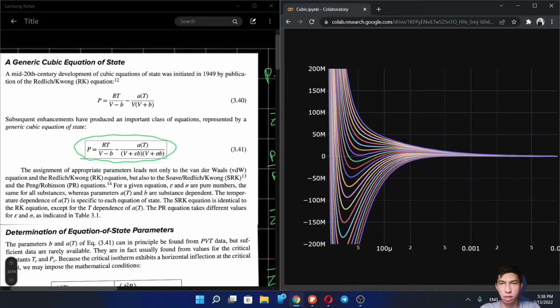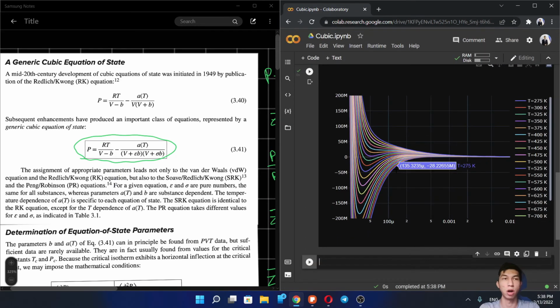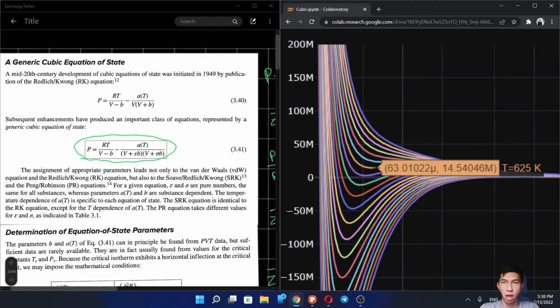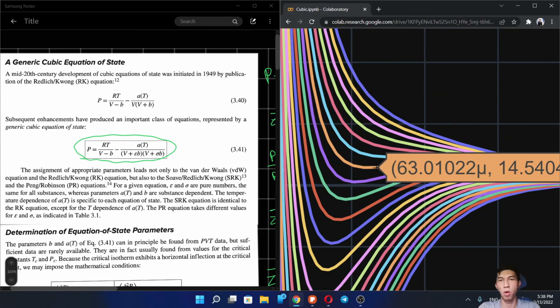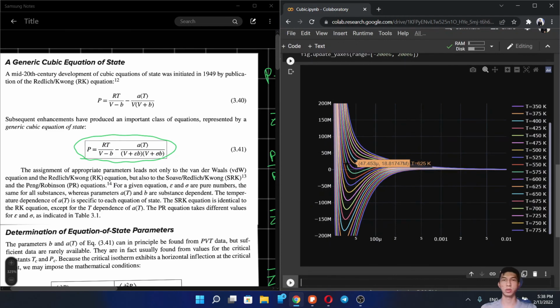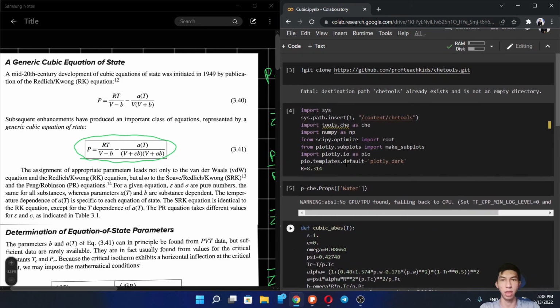Here we go. This is our plot for the generic cubic equation of state of water for temperatures starting from 275 until 775. And our critical point, which is when the slope of the graph is equal to 0, is going to be somewhere in this region. So this was the video for plotting our generic equation of state, the pressure-volume isotherm of water. And thanks for your attention.